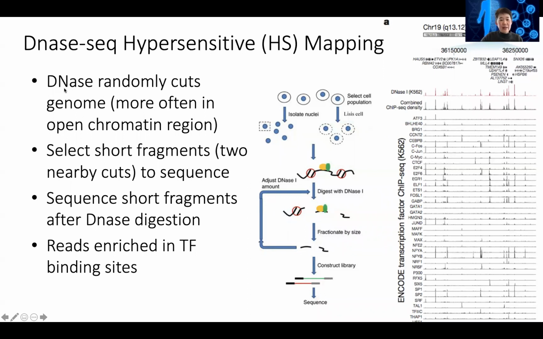So DNase is an enzyme that can randomly cut in the genome. In fact, if you have naked DNA and you use DNase, eventually, with enough time, it will cut the whole DNA all the way to single nucleotides, really shattering the genome into smaller and smaller regions. But in this situation, we're using the DNase enzyme to cut not naked DNA, but chromatin, which has different levels of tightness or openness, like a rubber band.